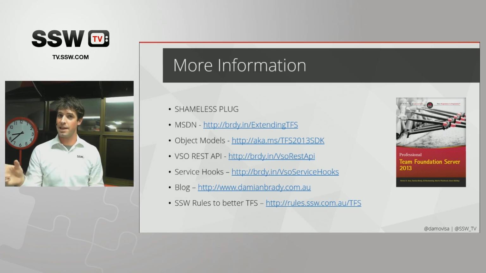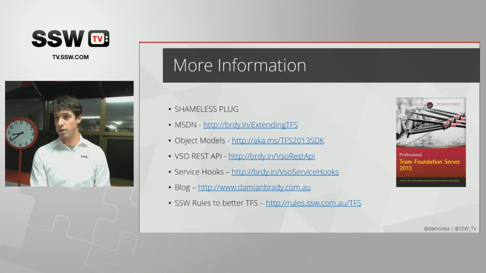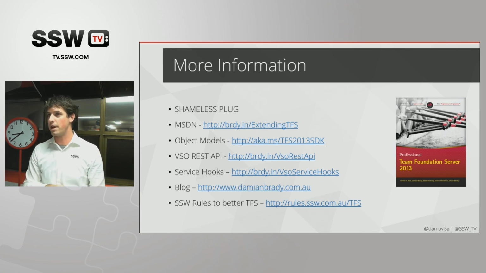The object models, again, that starting point for the server object model, client object model, and also the build object model. If you're not happy with life and you want to be a bit depressed, then go and have a look at the build object model. The REST API stuff, there's a short link for that. Service hooks, again, how to use them and what they do and so on. There's some stuff on the blog that TJ mentioned before. And of course, as always, the SSW rules to better TFS.